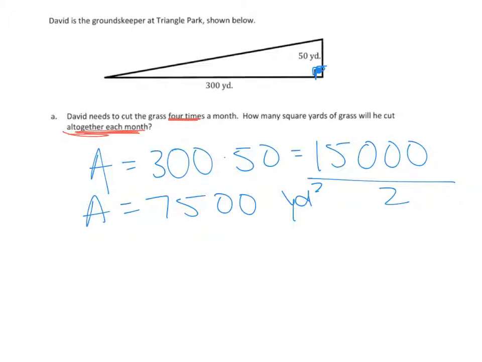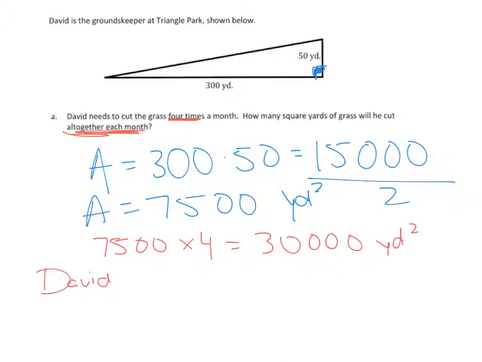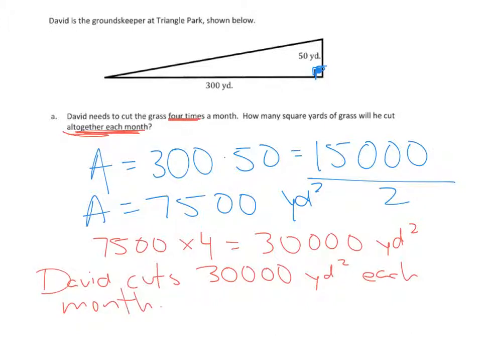And then for the second part of the problem, it says that he cuts the grass 4 times a month. So you take your 7,500 and you multiply it by 4, and you should end up with 30,000 yards squared. So David cuts 30,000 square yards each month. Alright, so that's number 1.